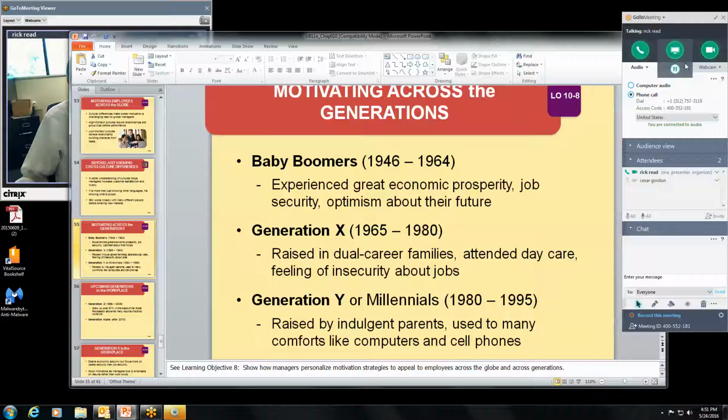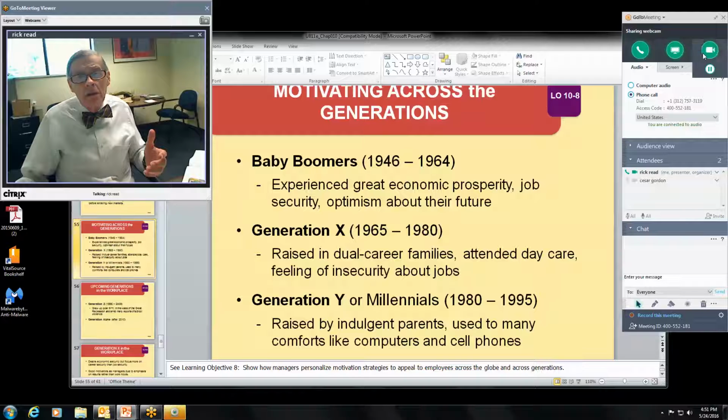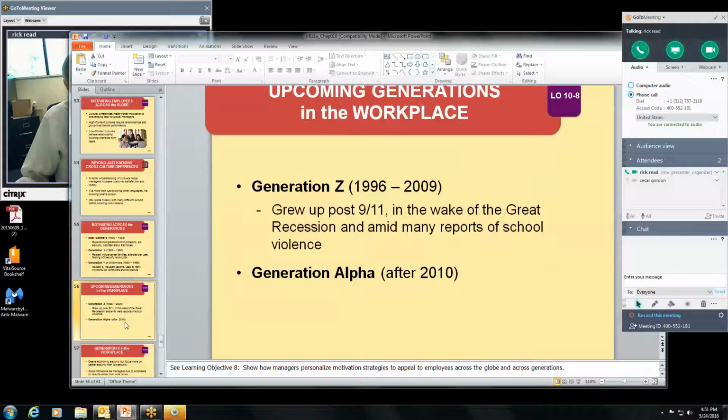This is just talking about the differences we still see in the workplace: baby boomers, Generation X, Generation Y, or millennials, and what they respond to and what they like and what they don't like. I'm not going to spend a lot of time on that. It is important. They're different. We have to know that.